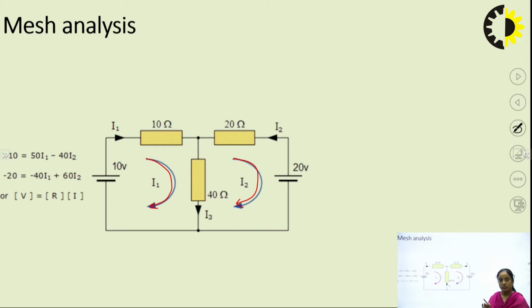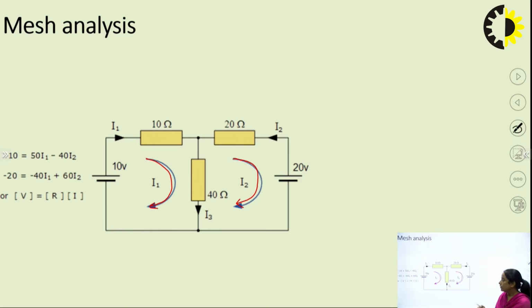Both mesh currents are taken in the clockwise direction. The concept is that instead of visualizing the source connected in the mesh, we will consider the mesh current in the same direction. If we take the anti-clockwise direction in one mesh, then in the other mesh also we will consider the mesh current in the anti-clockwise direction. But if here we are taking current in the clockwise direction, then in all meshes currents will be considered in the clockwise direction.